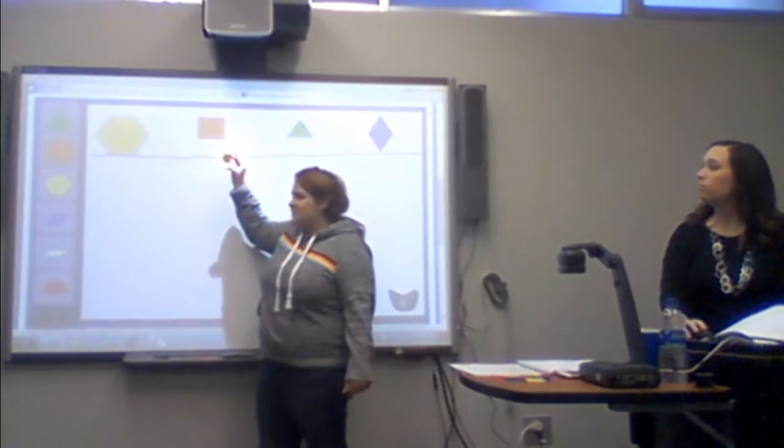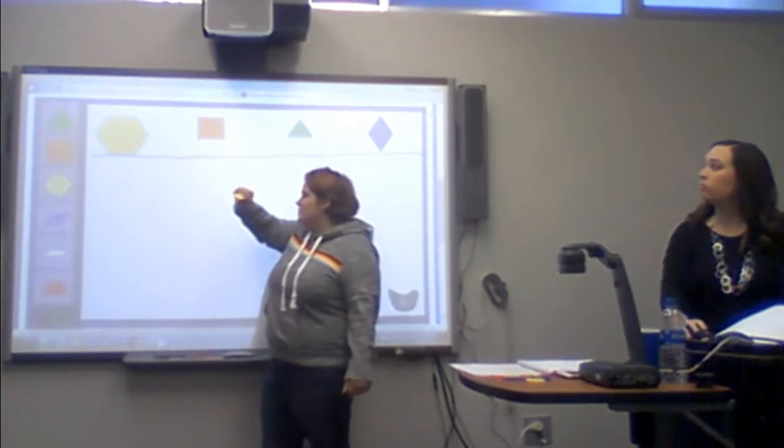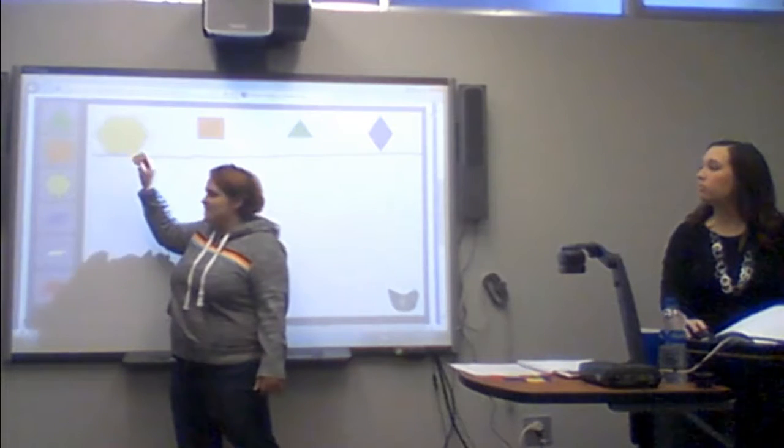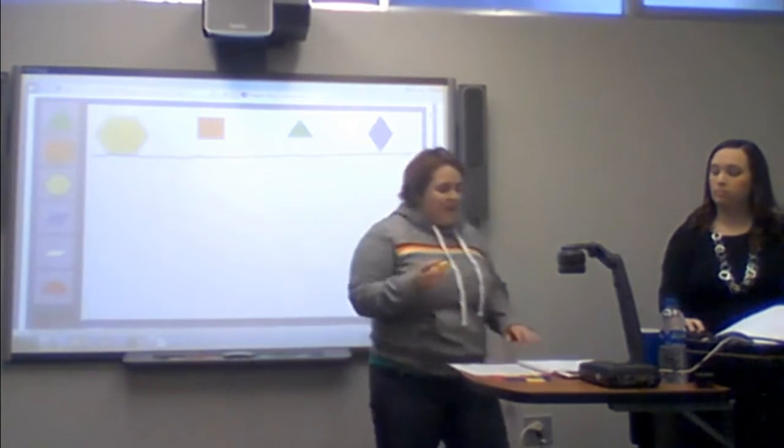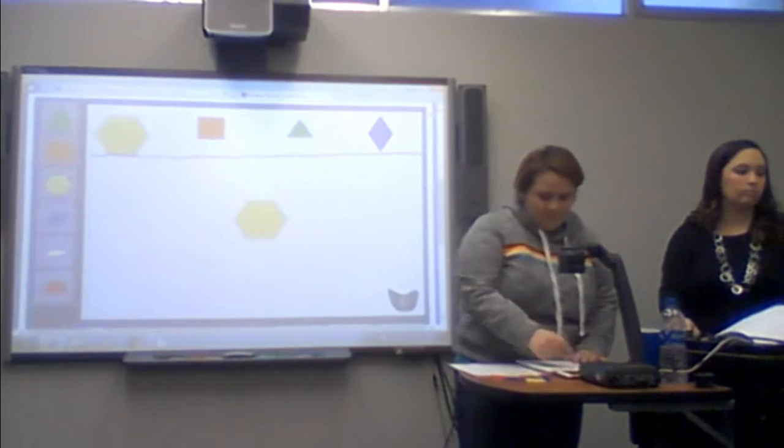This one has 4 sides, and this one has 6, and it doesn't match, so it can't be this. But this one has 6 sides, this one has 6 sides, and it matches, so it must be a hexagon. So you're going to take that and put it on your graph under hexagon.